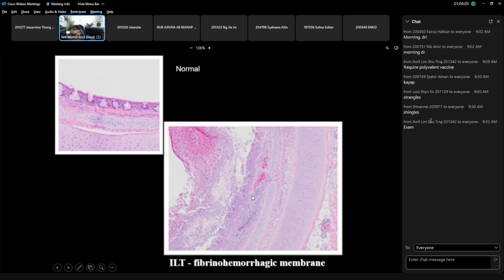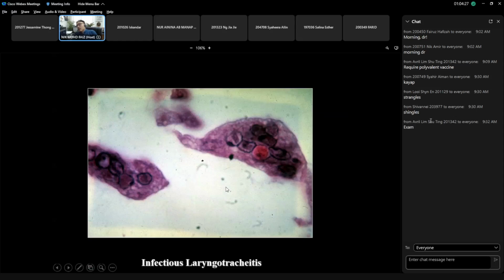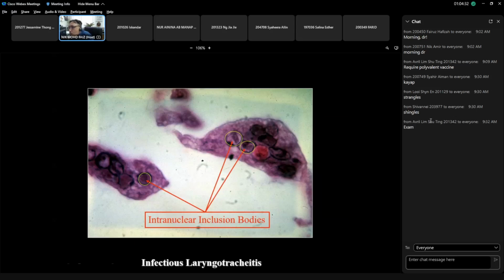Okay, filled with inflammatory cells, gaseous material. Okay, so thickened. And then if you look closely, you see this one, syncytial cells, multinucleated giant cells. Satu sel ni yang penuh dengan sel-sel ni. Okay, syncytial cells. And then, you also expect to see inclusion bodies. Intranuclear inclusion body. Dia macam clumping-clumping dalam nukleus tu.